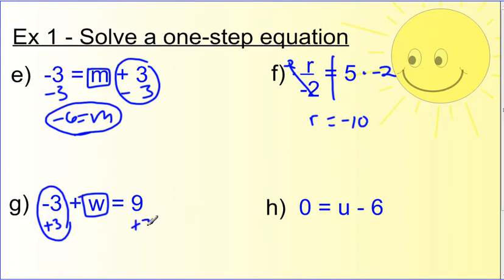And plus 3 on the other side, w equals, not 6. Let's erase that. 9 plus 3 is 12. And lastly, u minus 6. Okay, there's my variable. It's being subtracted by 6. The way I get rid of that minus 6 is by plus 6, 0. Plus 6, and u equals 6.